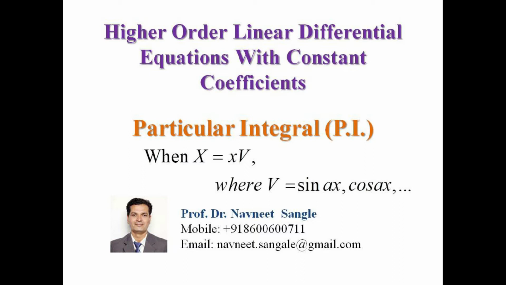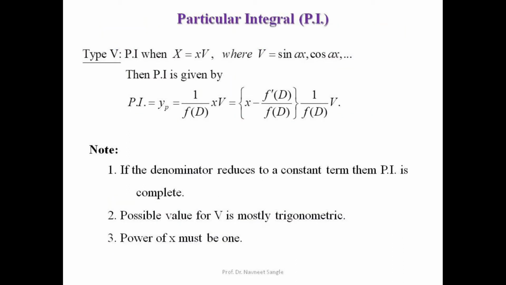Now the formula for finding particular integral when capital X is equal to x into v, where v is a trigonometric function, either sine of ax or cos of ax, is: particular integral yp is equal to 1 upon f of D times xv, which is equal to in bracket x minus f dash of D upon f of D, after bracket 1 upon f of D into v. So f dash of D means the derivative of f of D.